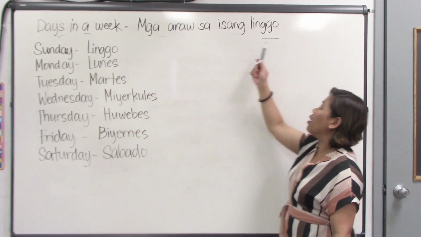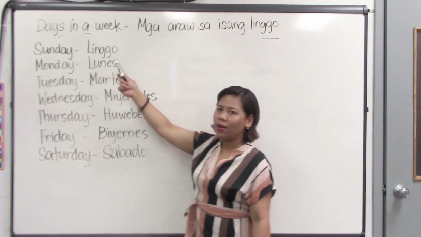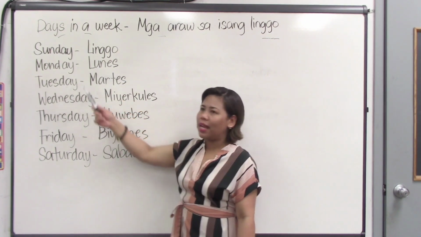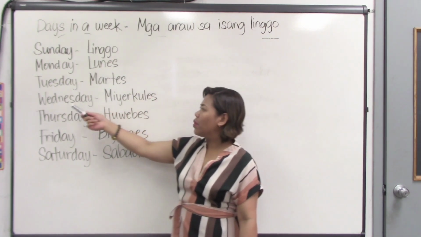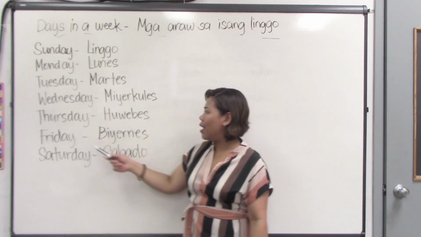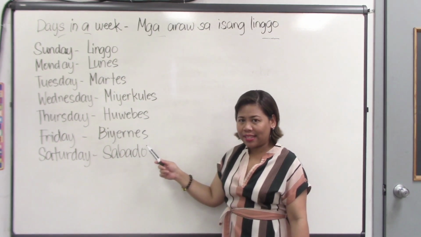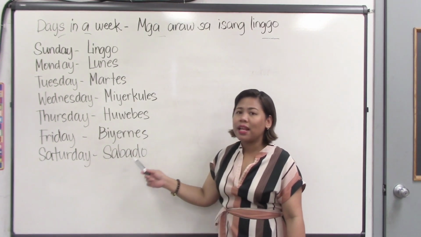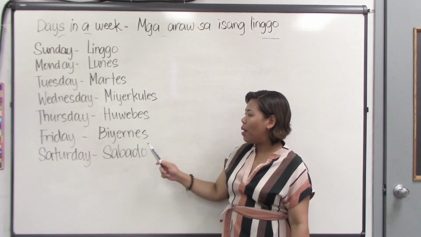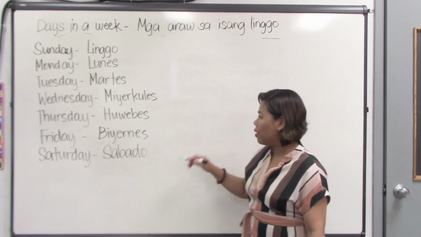The first one, Sunday. It's the same as this word, linggo, but with a capital L. So Sunday is linggo. Monday is lunes. Tuesday, martes. Wednesday is miércoles. Thursday is jueves. Friday is viernes. And Saturday is Sabado. So, linggo, lunes, martes, miércoles, jueves, viernes, Sabado. It's very easy. And the spellings are easy too.